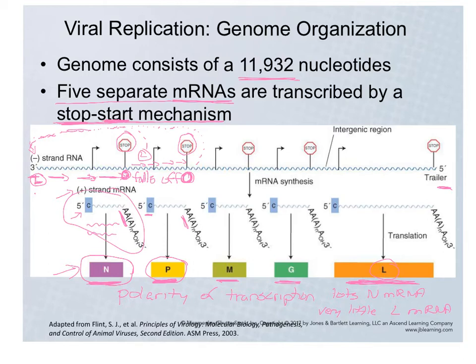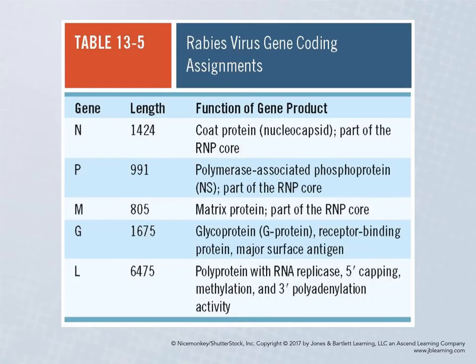So these viruses utilize this stop-start mechanism of transcription to produce a polarity of transcription products, and that generates a lot of the N protein and very little of the polymerase protein. Okay, here, I put this in as a table just for you to be able to see what these proteins do.